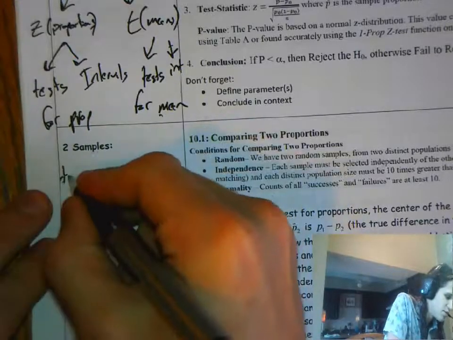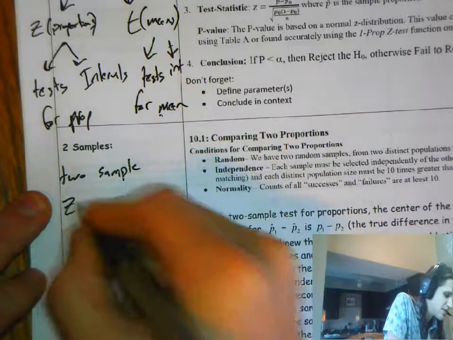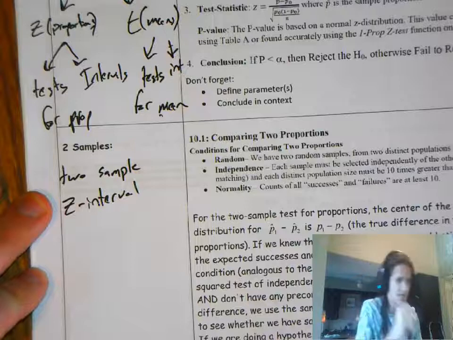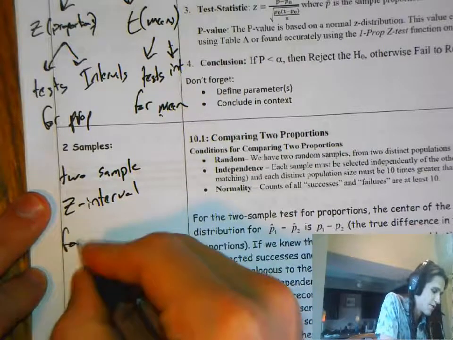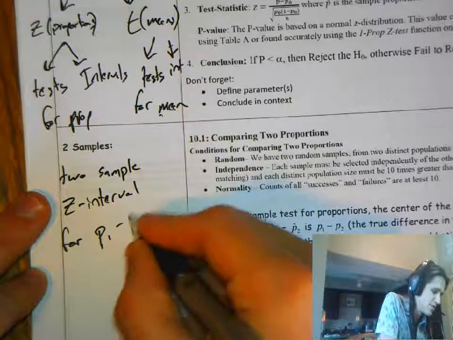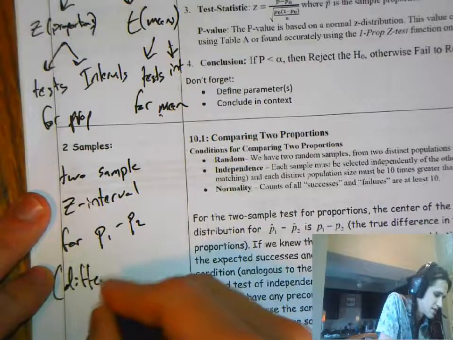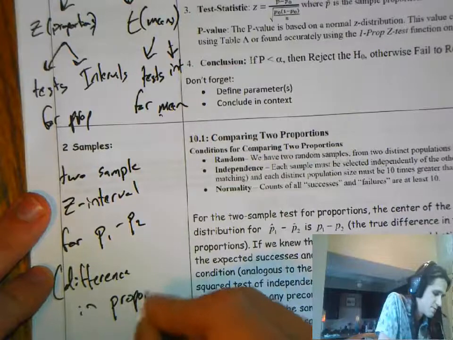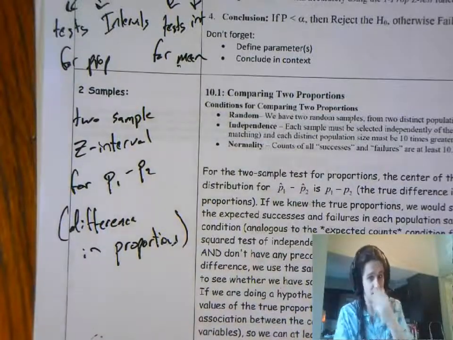And we also have the two-sample case. Again, we call this a two-sample because there's two samples. Z interval because we know the underlying distribution is the Z standard normal distribution. So this is a two-sample Z interval for p1 minus p2. And another way we might say this is about a difference in proportions.